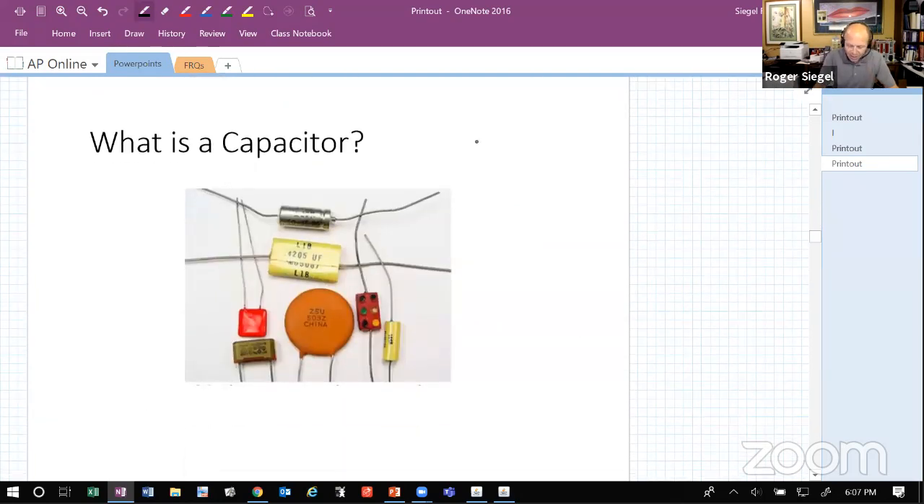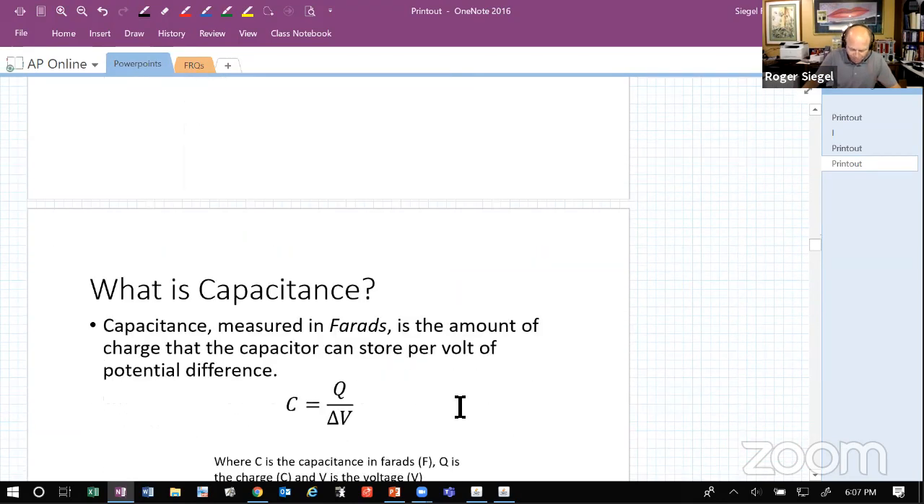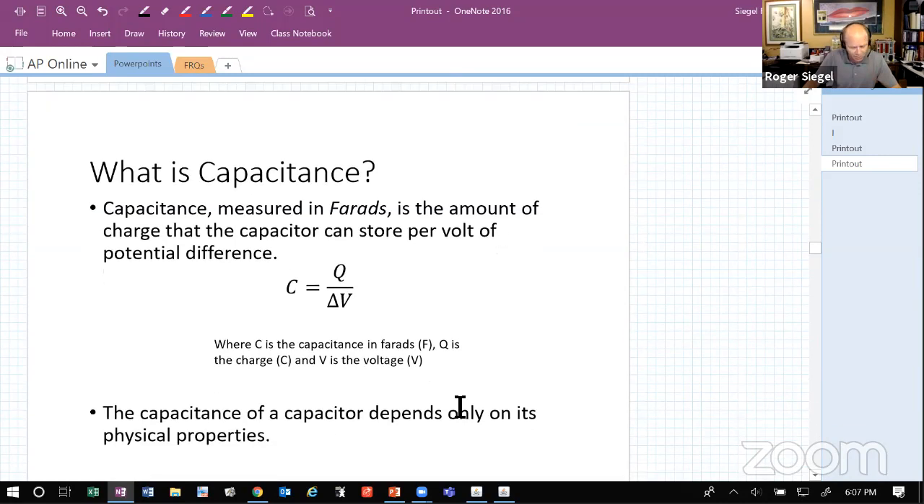Here's some capacitors that you might see in a circuit. If you looked into an electronics or a stereo or the back of a TV, you would see capacitors working in what they do. And again, they're storing charge, storing energy in the electric field.